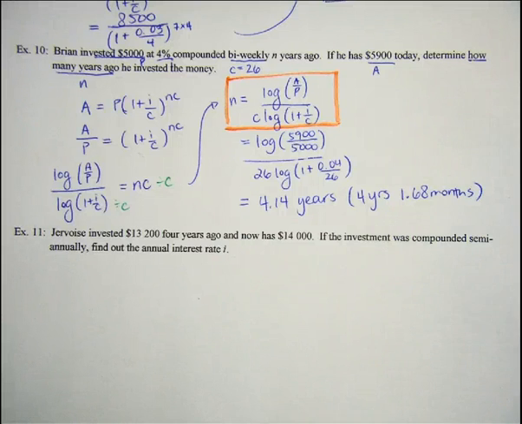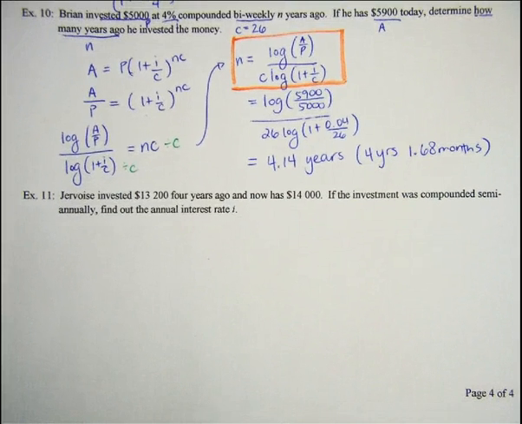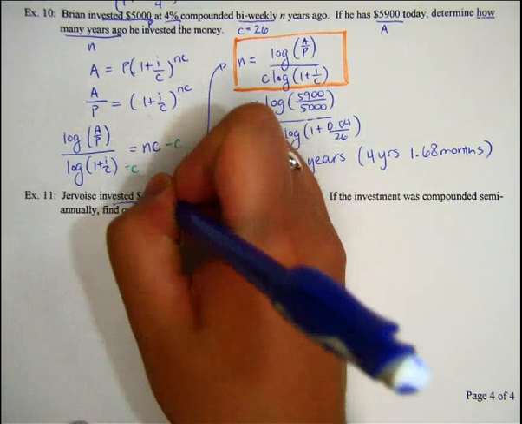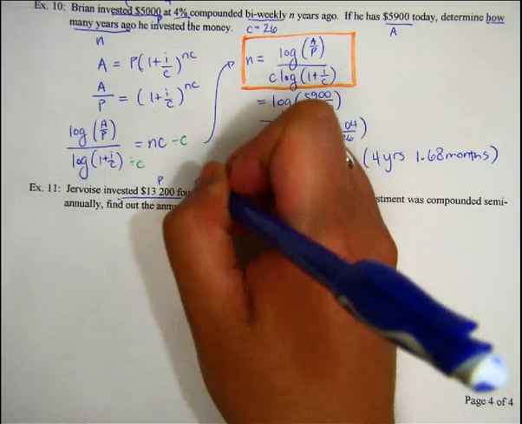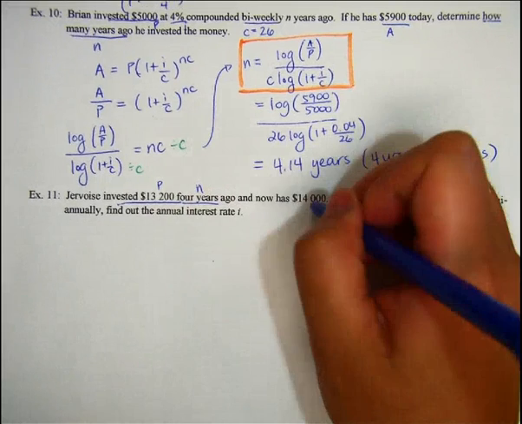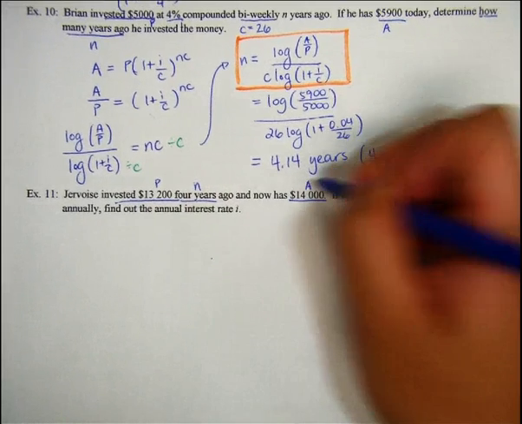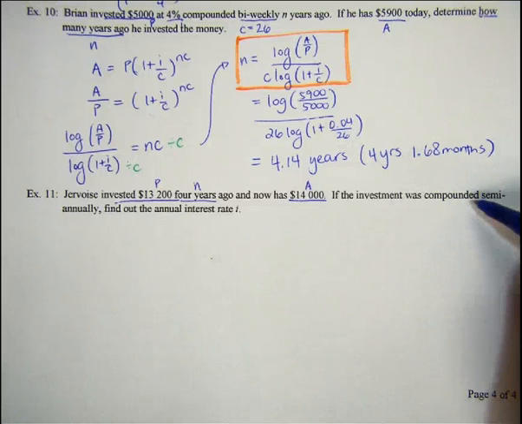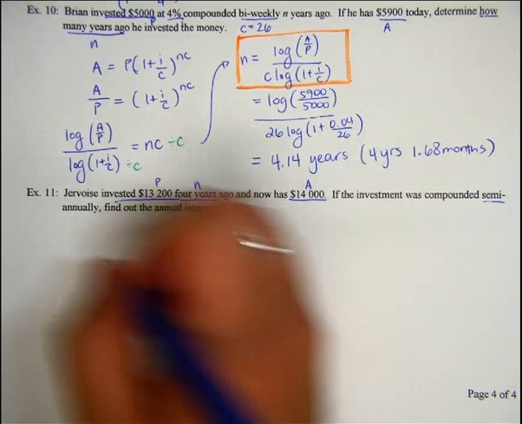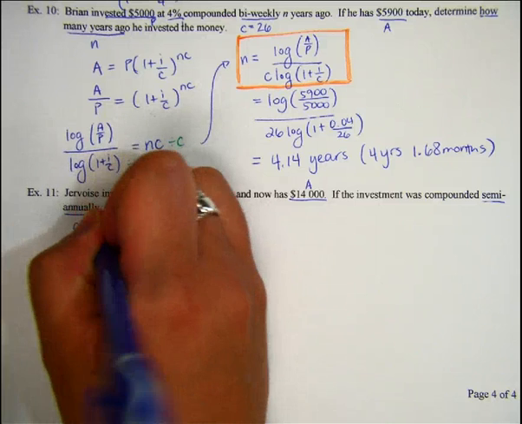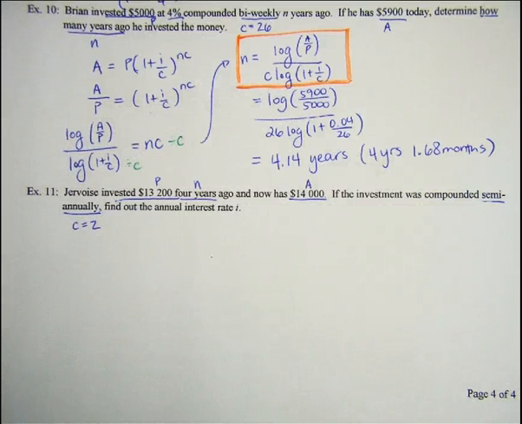All right, let's move on to example 11. Gervais invested $13,200 4 years ago. So that's how much he invested, so that's P. 4 years ago, so that's N. And now has $14,000, so that's A. If the investment was compounded semi-annually, this means twice a year, so C is equal to 2. Find out the annual interest rate I. We want to find out I.